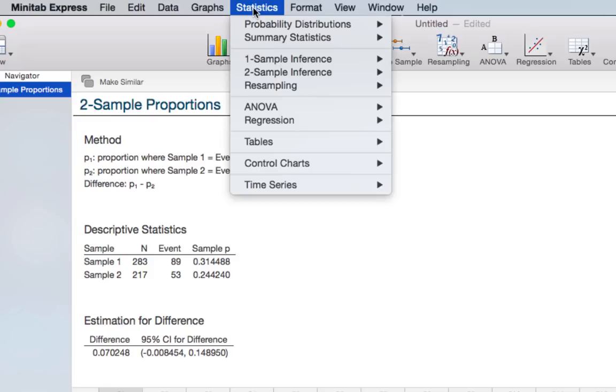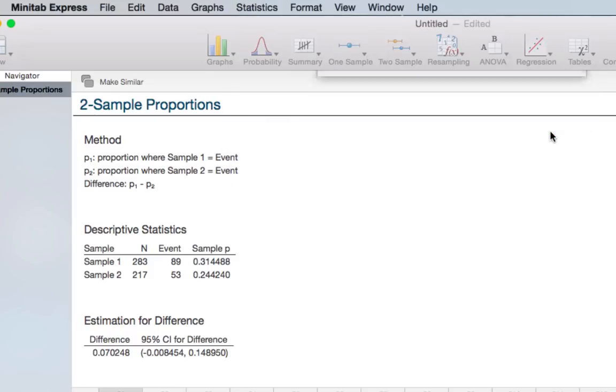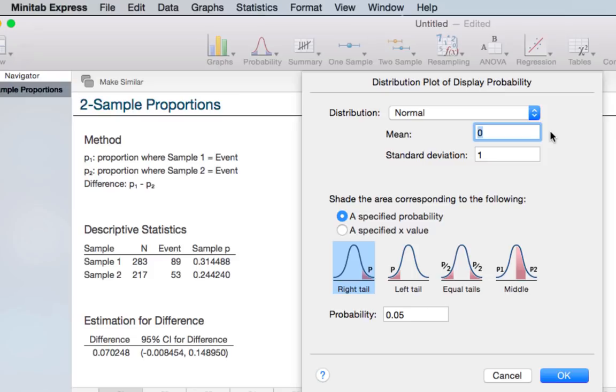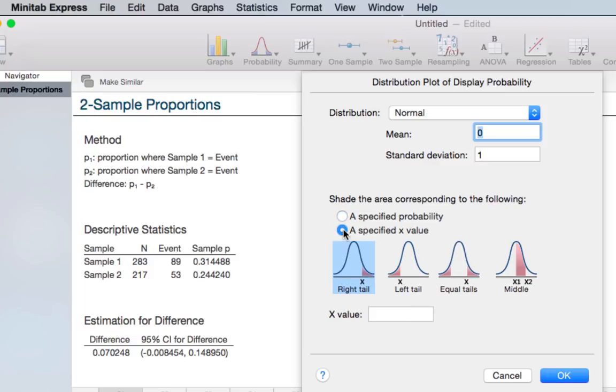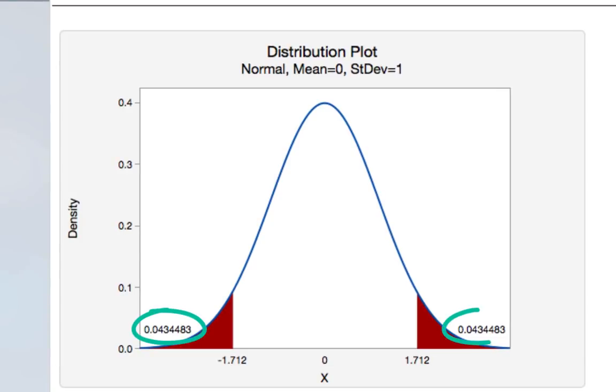We'll go to Statistics, Probability Distribution, Distribution Plot, to display our probability. We have a z-distribution, which is the default. Our z-test statistic is a specified x value. We have a two-tailed test, so the p-value is going to be evenly split between the left and the right tails. The x value, which is actually our z-test statistic here, is 1.712. Our p-value is the total area in the tails. So we'll have to add together the left tail and the right tail, which will give us a total p-value of 0.0868.